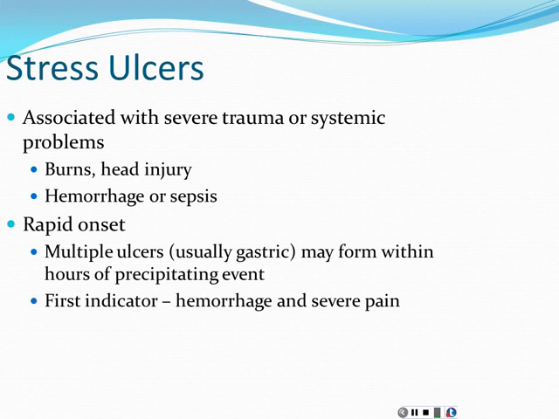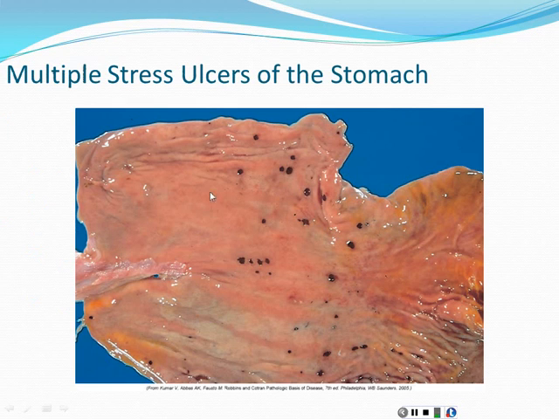or systemic problems. So, we talked about cardiovascular shock the other day, and how in the body's attempt to maintain a blood pressure, it causes massive vasoconstriction all over the body. Well, one of the sites that's affected by that is the lining of the stomach. So this is what it's supposed to look like, sort of wet and shiny. All these little guys, those are all stress ulcers.